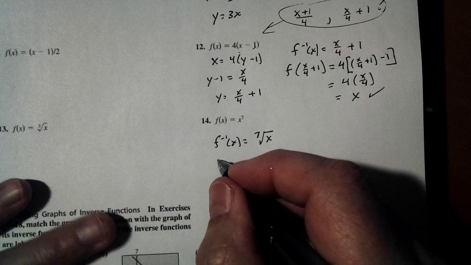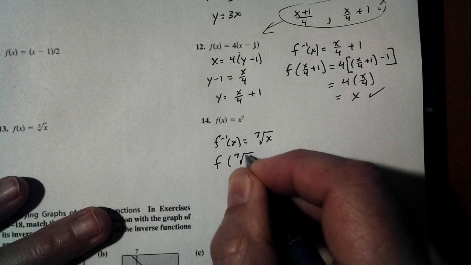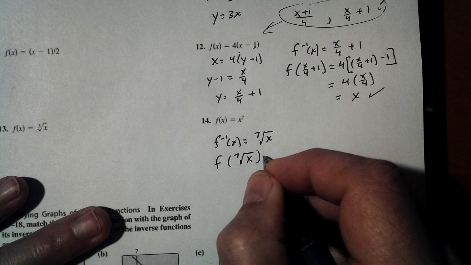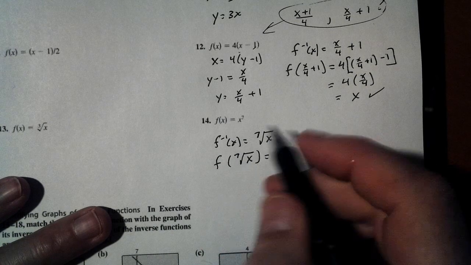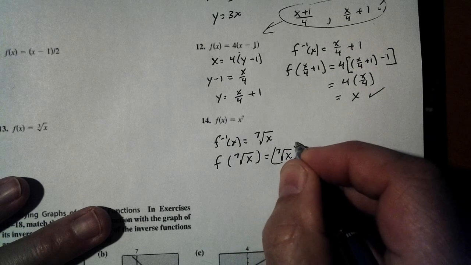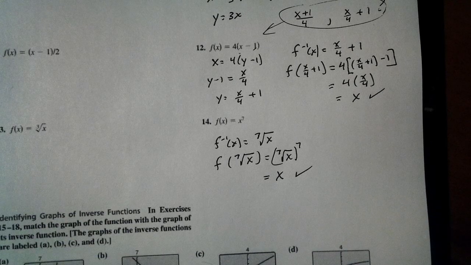And here I have to show that f of the 7th root of x, f of f inverse. Well, f is a factory that takes the thing, the 7th root of x, to the 7th power. Oh, of course, that's x. We've got it. Only have to do it one way.